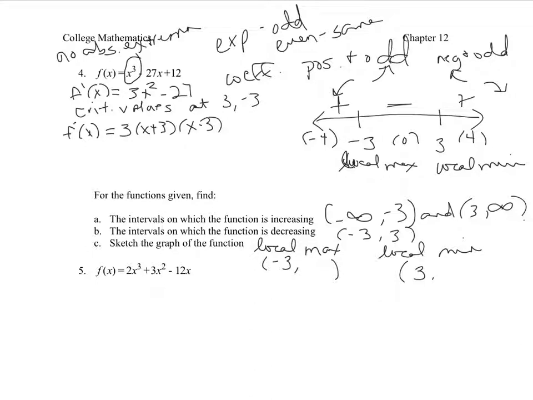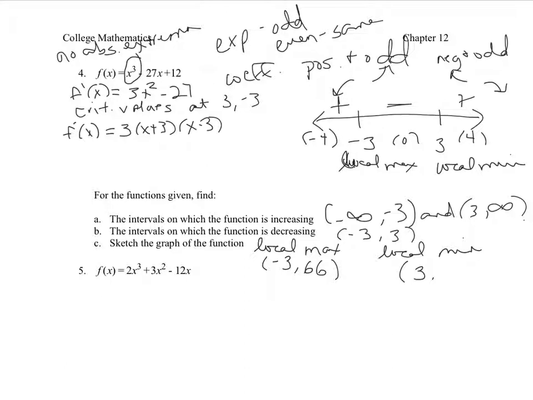All right, so tell me, when you plugged -3 into the original function, the x cubed minus 27x plus 12, what did you get back for the y value? When x is -3, y was? 66. That is correct, 66. We have a local maximum at -3, 66.